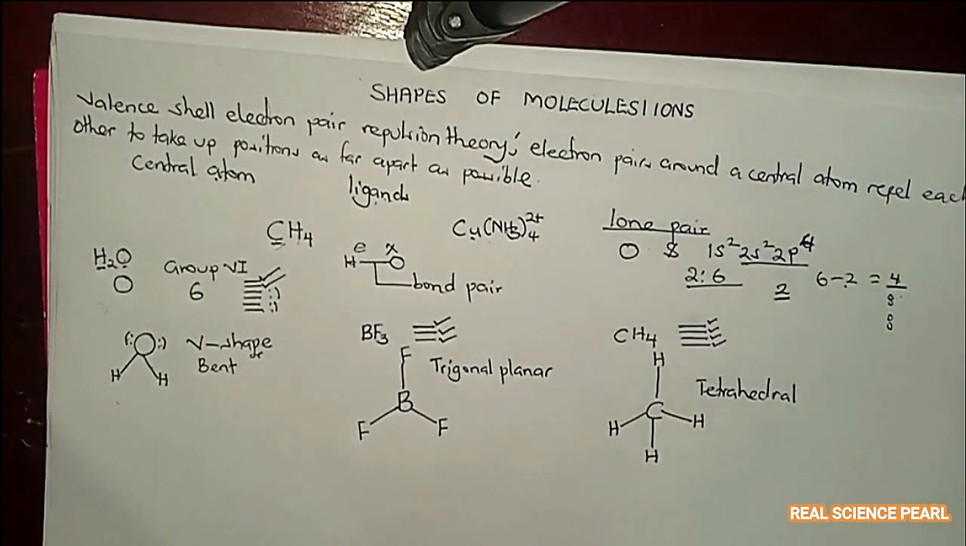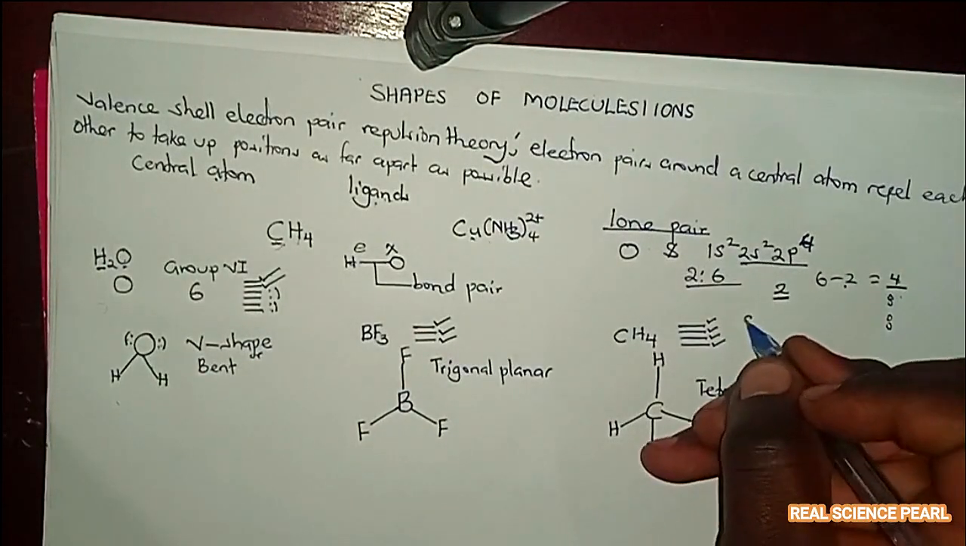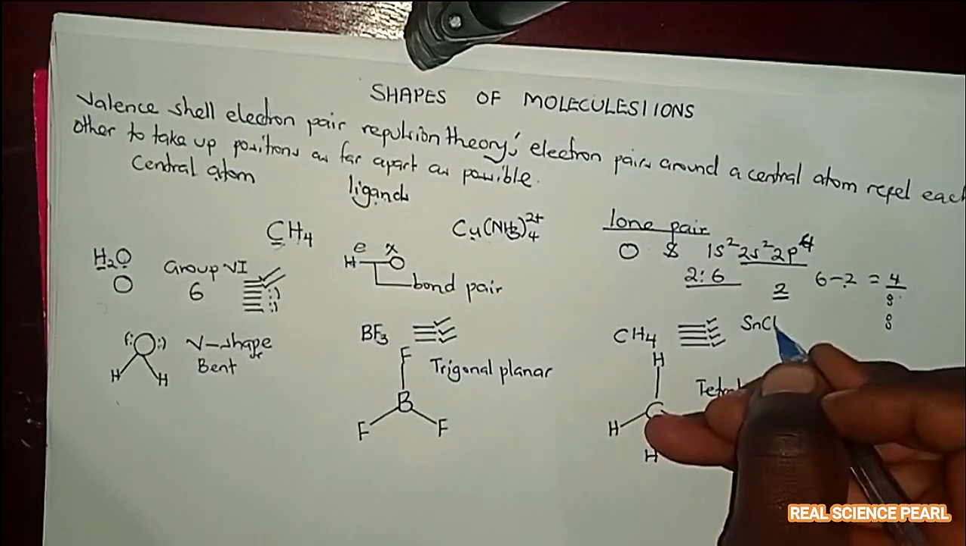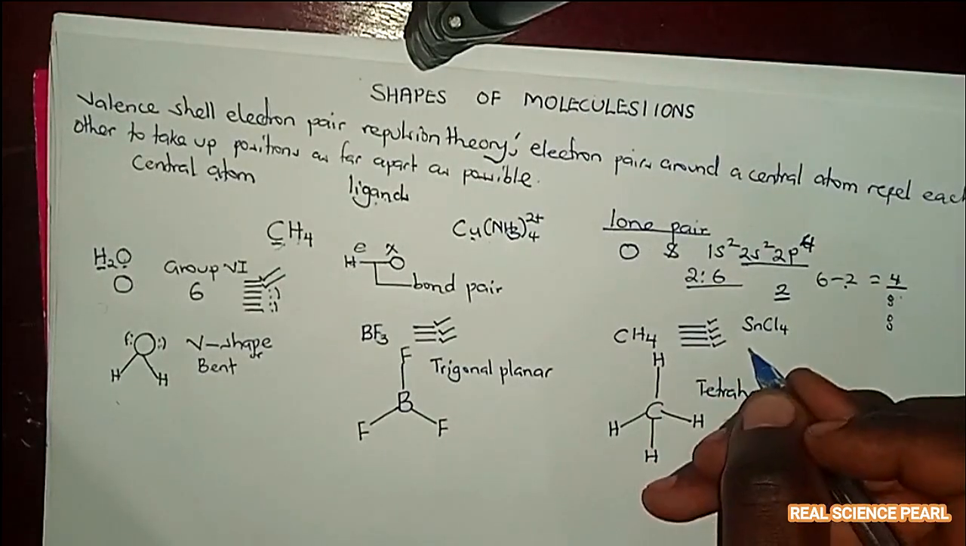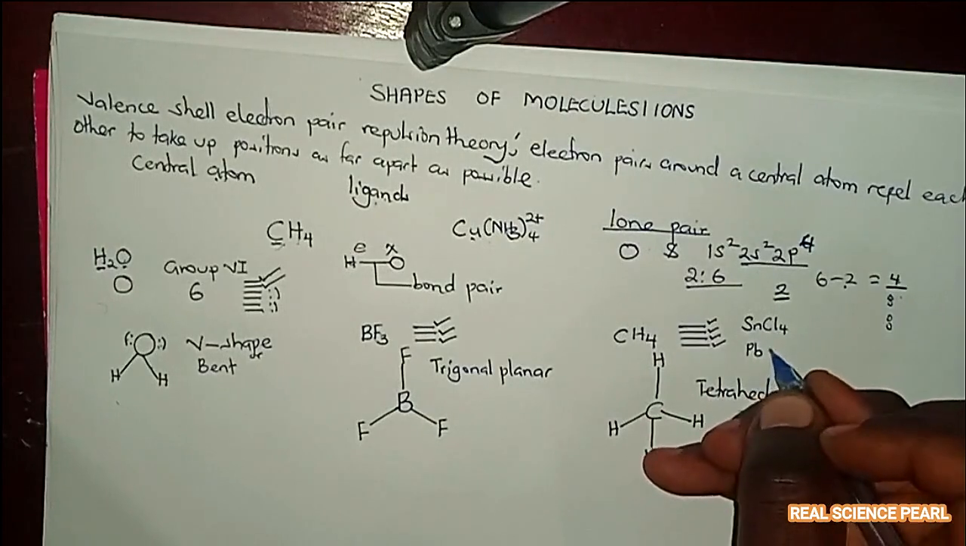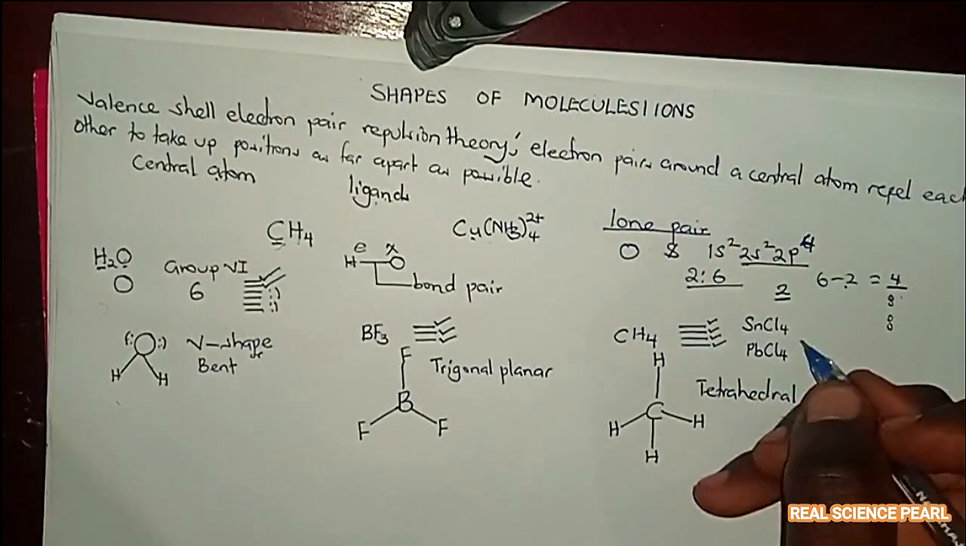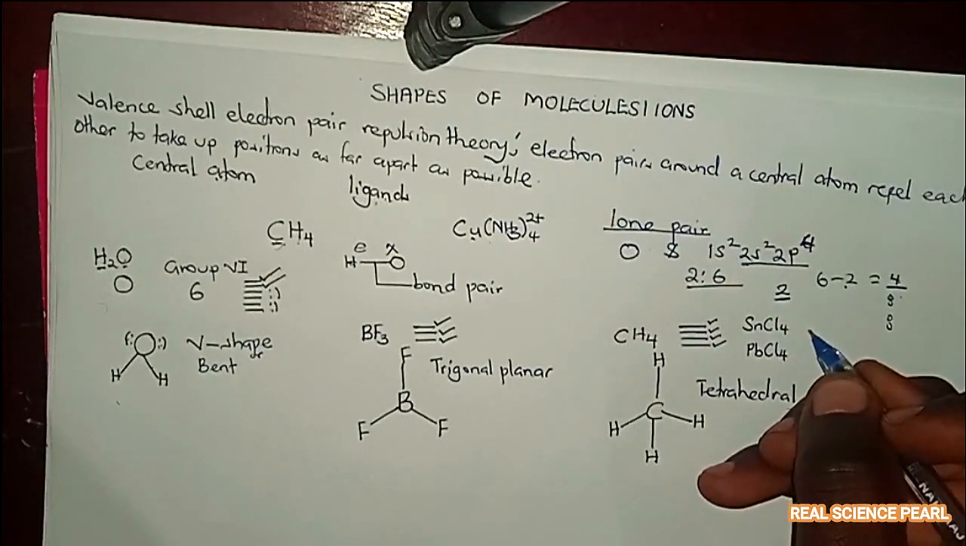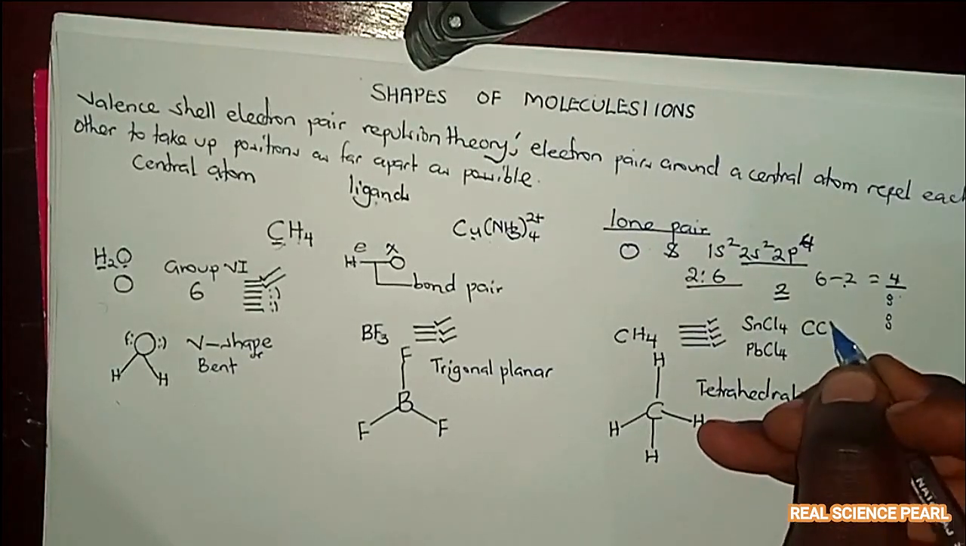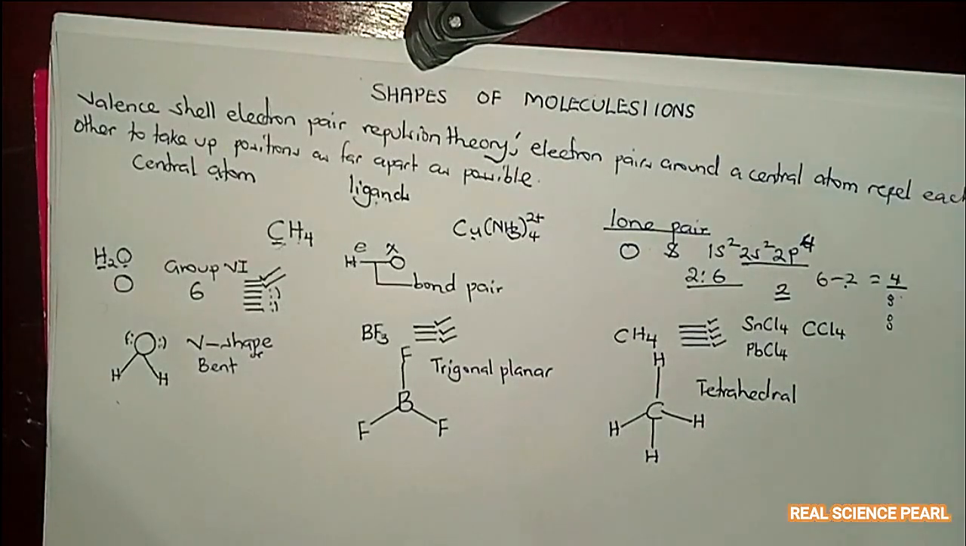So it means all compounds of group 4. Let me say it can be tin chloride, tin tetrachloride. It can be lead tetrachloride. It can as well be carbon tetrachloride, among others. All of them, they are going to have the same shape.